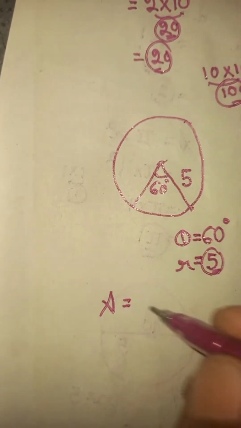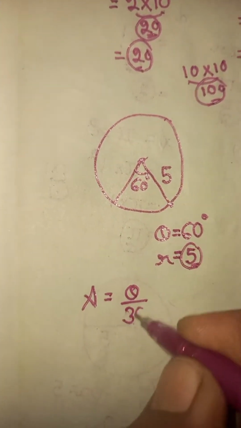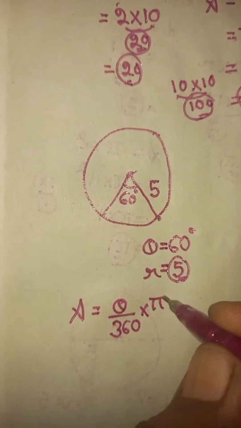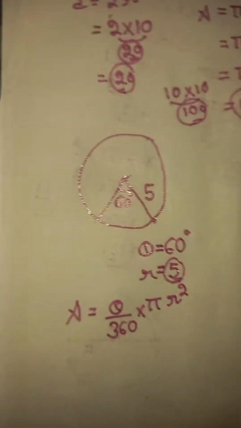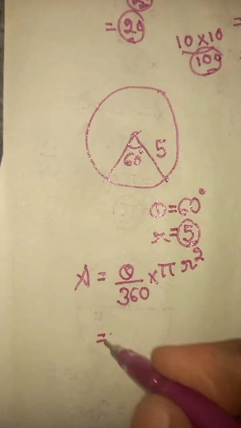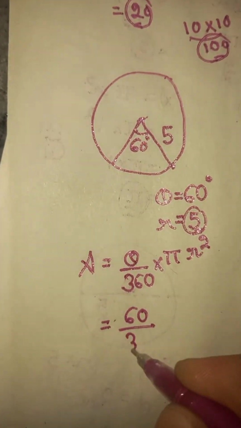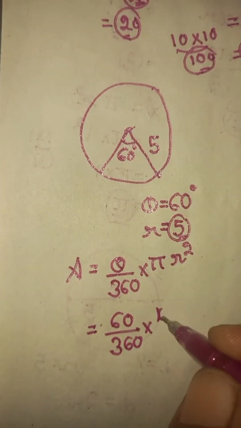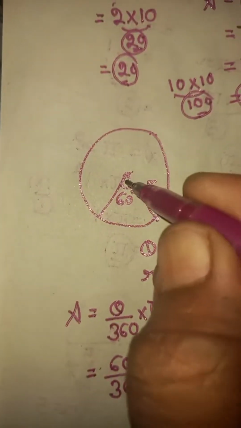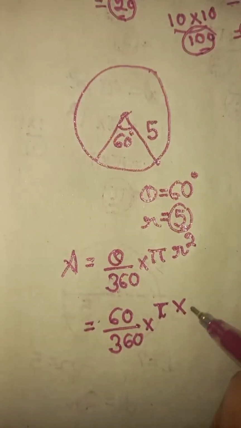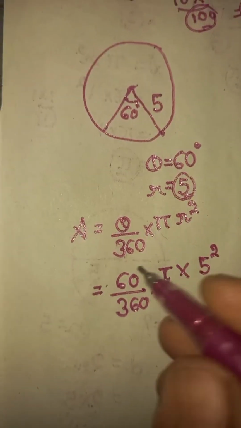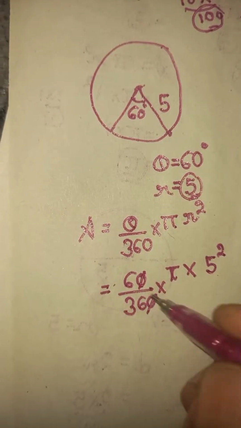Area of a sector of a circle is theta by 360 times pi r square. Now you're going to get theta by 360, where theta is 60 degrees. 60 degrees by 360 times pi times the radius, which is 5 units. It is 5 square. Now you can cancel this 0 with this 0.